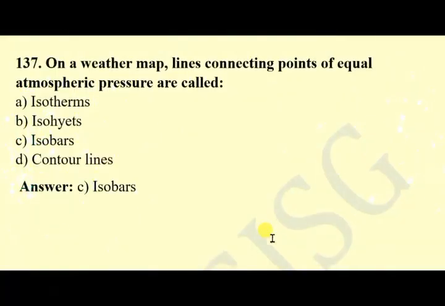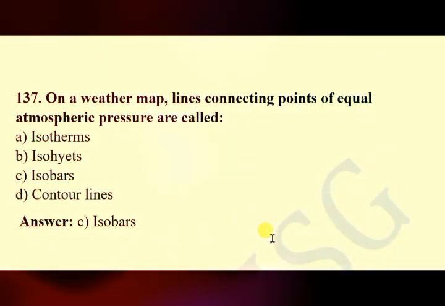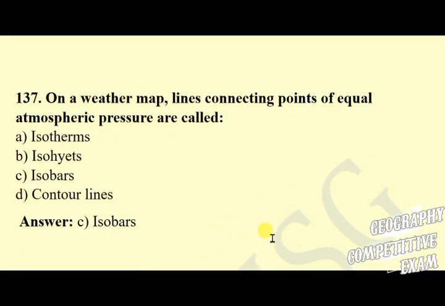Map elements and symbols. Question 137. On a weather map, lines connecting points of equal atmospheric pressure are called isotherms, isohyets, isobars, contour lines. So the right answer will be isobars.